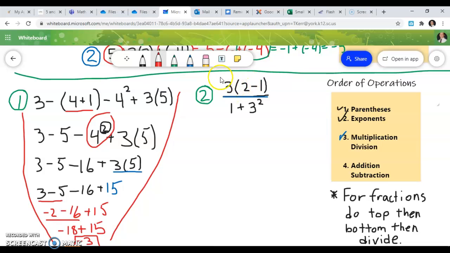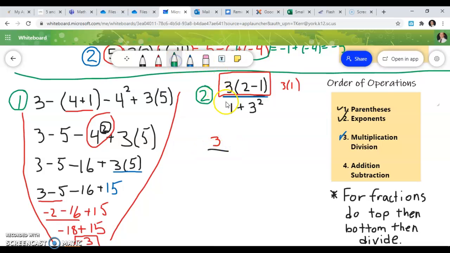So up here in red, I'm going to do the top first. So I'm going to follow order of operations just for what's in red, ignoring everything else. So I'm going to do parentheses first. So 2 minus 1. 2 minus 1 is 1. Check. Done. Now the only thing that's left is 3 parentheses 1. And so 3 parentheses 1, that's just 3 times 1. And so 3 times 1 is 3. So I'm going to rewrite this as 3. I'm going to keep the fraction bar.